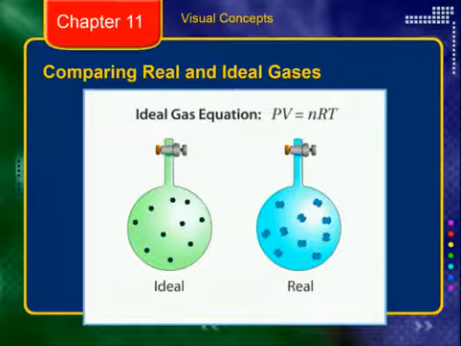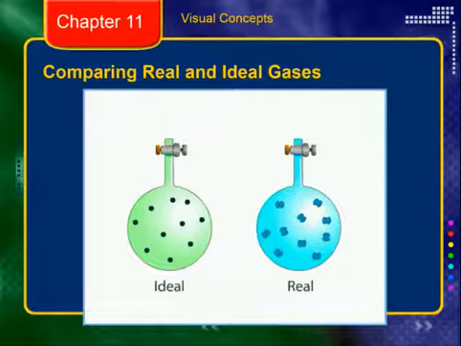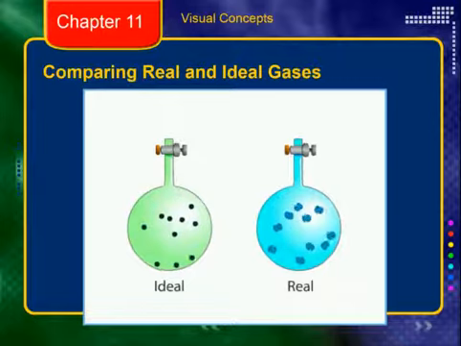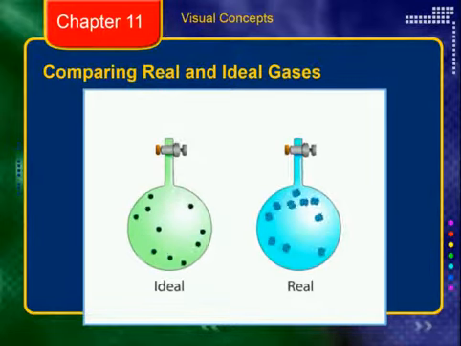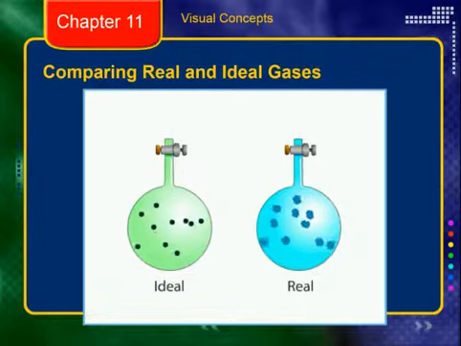An ideal gas behaves as described by the ideal gas equation PV equals nRT. There are several assumptions about the nature of a gas that are required for it to behave ideally. A key assumption is that the gas molecules occupy no volume. In a real gas, the molecules have a small but positive volume.